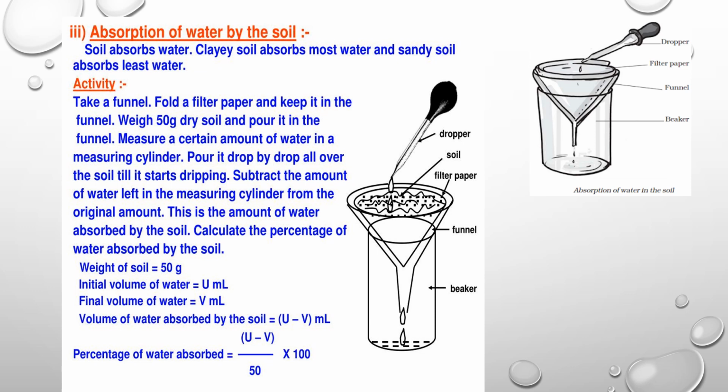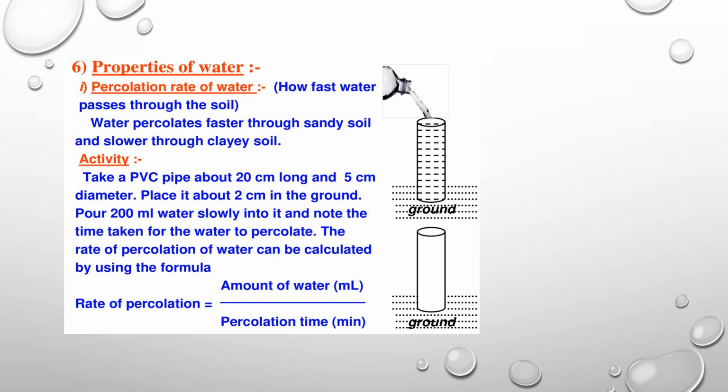Subtract the amount of water left in the measuring cylinder from the original amount. Here, weight of soil is 50 gram, initial volume U mL, final volume V mL. So the volume of water is U minus V, and the percentage is (U minus V) by 50 into 100. You would know this calculation. Right? So this is another absorption of water by soil.